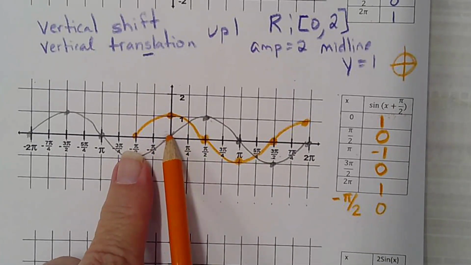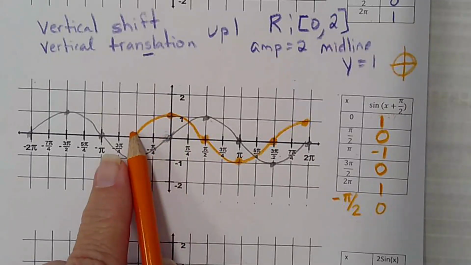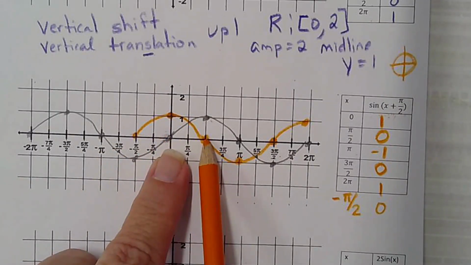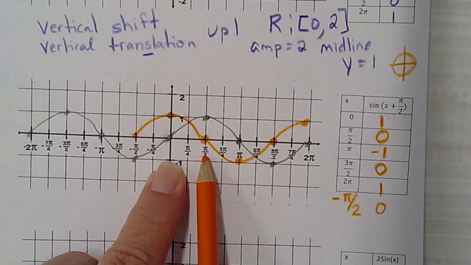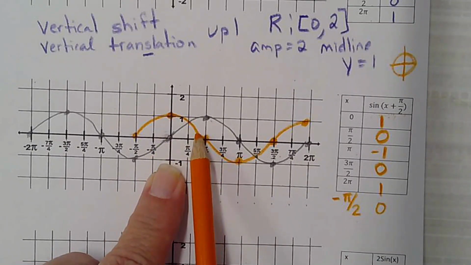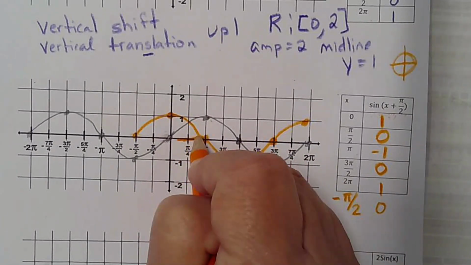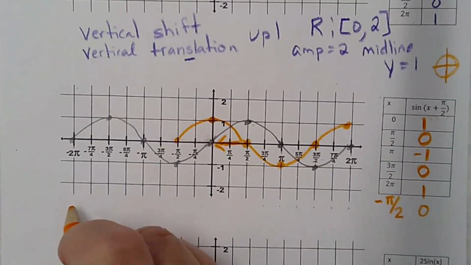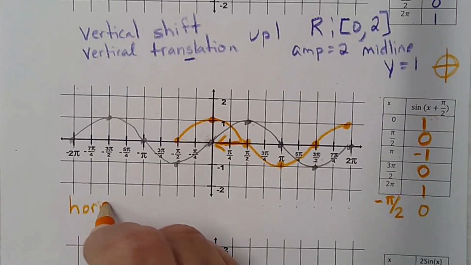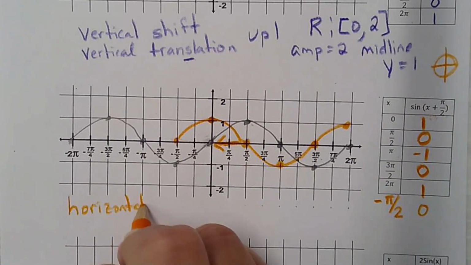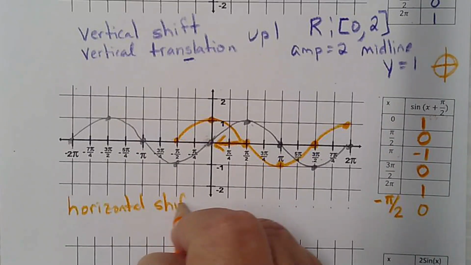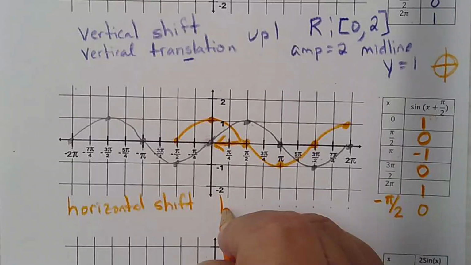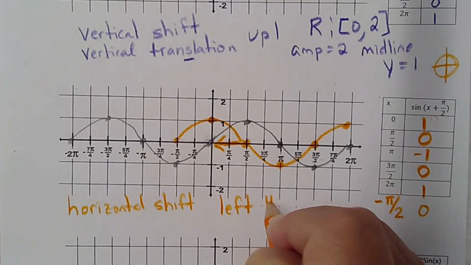You're shifting on your x-axis, right? How much did we shift left? How many spaces is this, from here to here? 2 spaces, which is worth how many on my x-axis? Pi over 2. This is a horizontal shift, or a horizontal translation, and we went left pi over 2.